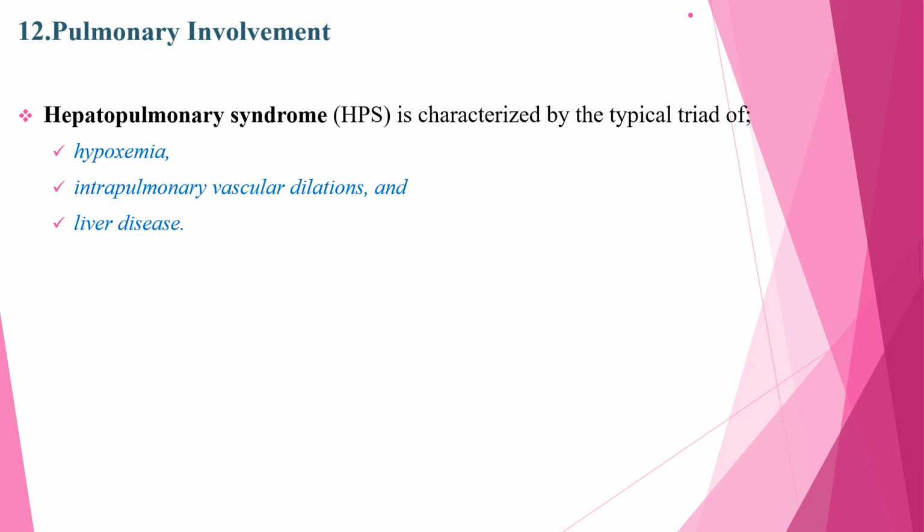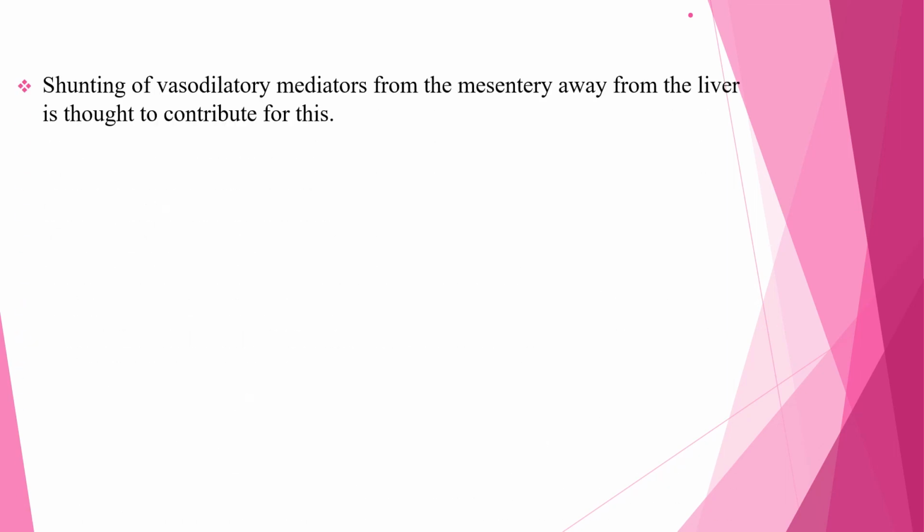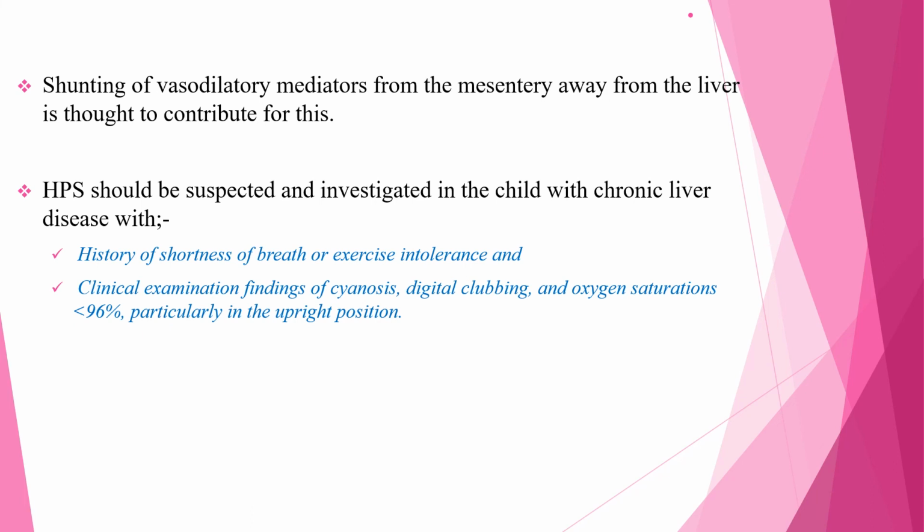The other is pulmonary involvement. Hepatopulmonary syndrome is characterized by the typical triad of hypoxemia, intrapulmonary vascular dilatation, and liver disease. There is intrapulmonic right to left shunting of blood resulting from enlarged pulmonary vessels that prevents adequate exposure to oxygen-rich alveoli of red blood cells traveling through the center of the vessel. Shunting of vasodilatory mediators from the mesenteric away from the liver is thought to contribute to this.